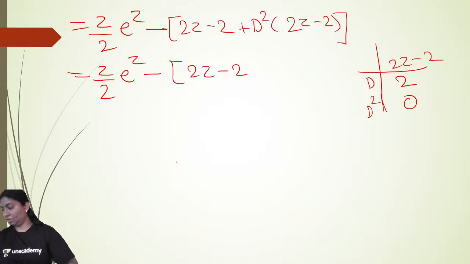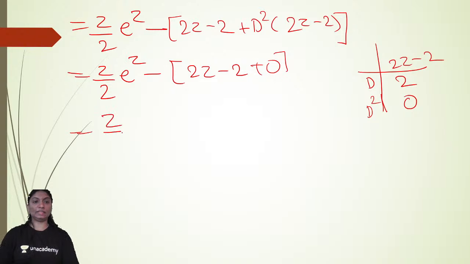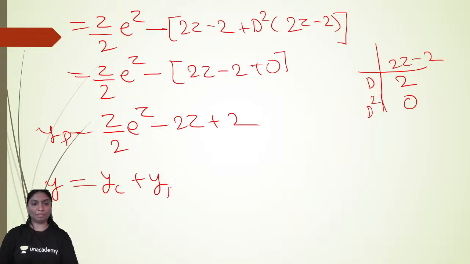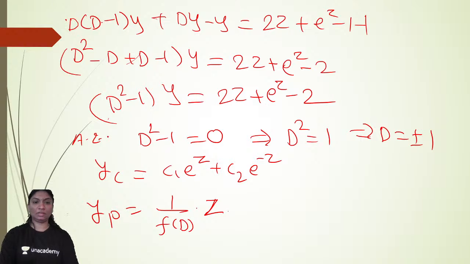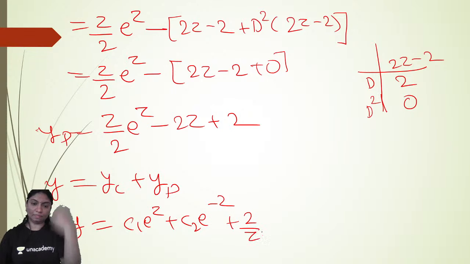The derivative of this is only 2z minus 2. The derivative of this is 0 plus 0. So d square of 2z minus 2 is 0. We get z by 2 into e raised to z minus 2z plus 2. This is your yp. You can write y is equal to yc plus yp. So your final solution y is equal to c1 e raised to z plus c2 e raised to minus z plus z by 2 into e raised to z minus 2z plus 2.